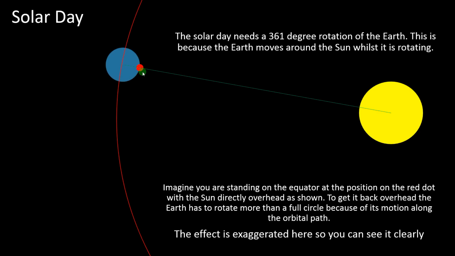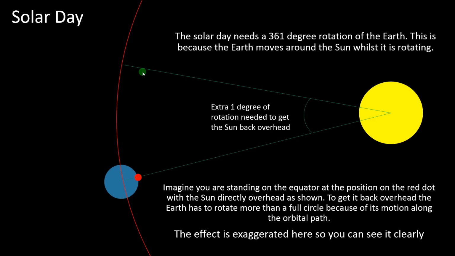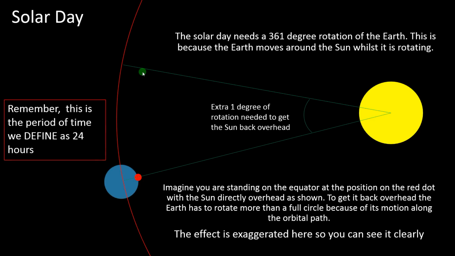Look at the direction the red dot's pointing in. It's kept there on the green line for you, so you've got that for a reference. We've rotated through 360 degrees before we get the Sun back overhead. The 360 degree rotation is about there, and now the Sun's back overhead, okay? So that extra 1 degree of rotation is important.